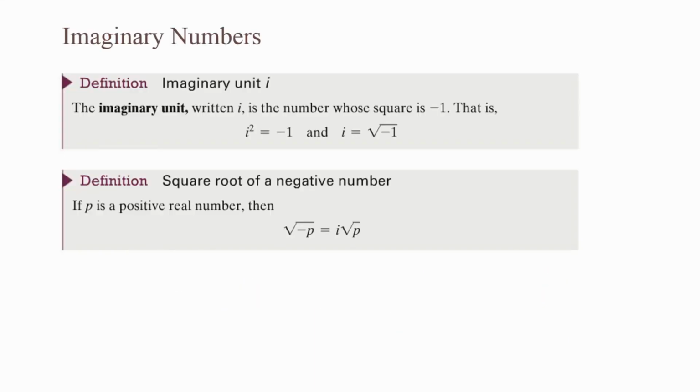Imaginary numbers. Definition: imaginary unit i. The imaginary unit, written lowercase i, is the number whose square is negative 1. That is, i squared equals negative 1, and i equals the square root of negative 1. Definition of square root of a negative number: if p is a positive real number, then the square root of negative p equals i square root p.